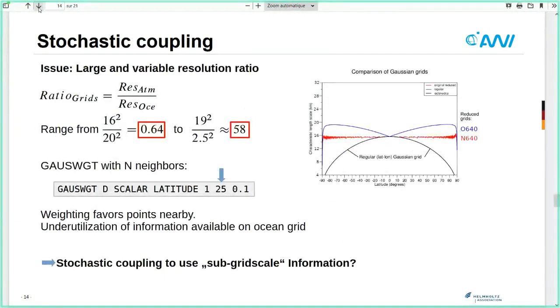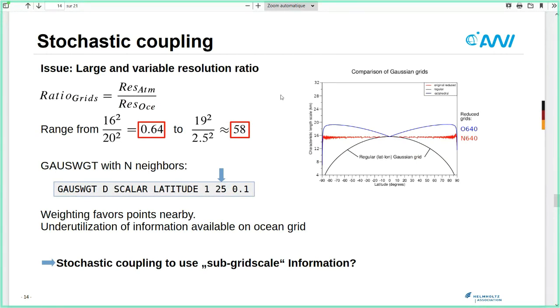Okay. So one of the things that I have talked about a little bit is we have this mesh which has different resolutions in different regions on the ocean side. And this can lead to quite a large different ratio of atmosphere resolution to ocean resolution. So if you were to look at one atmospheric cell, how many ocean cells do you have underneath, right? And specifically for the Southern Ocean example, we have in some regions, for example, at the equator, an atmospheric resolution of 16 kilometers and an ocean resolution of 20 kilometers. So you have 0.6 ocean cells per atmospheric cell.